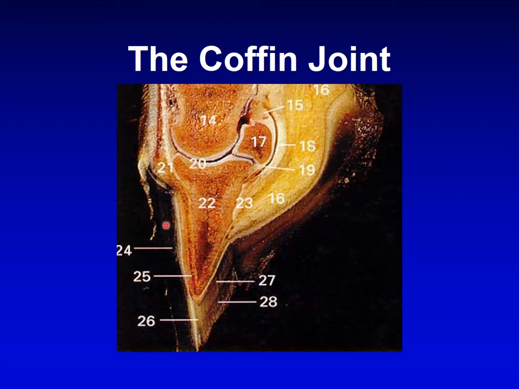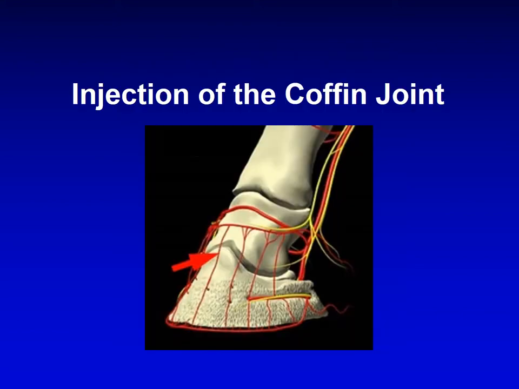So the clinical significance is in this joint. First, let's talk about how we're going to inject the joint. Injecting the joint, I mentioned this earlier, is basically on the medial or on the lateral aspect of the extensor process of P3. And we all remember that the extensor process is also where pyramid disease takes place or occurs.